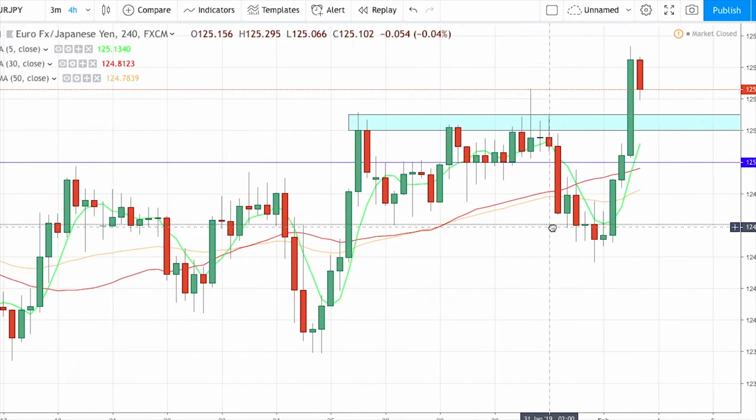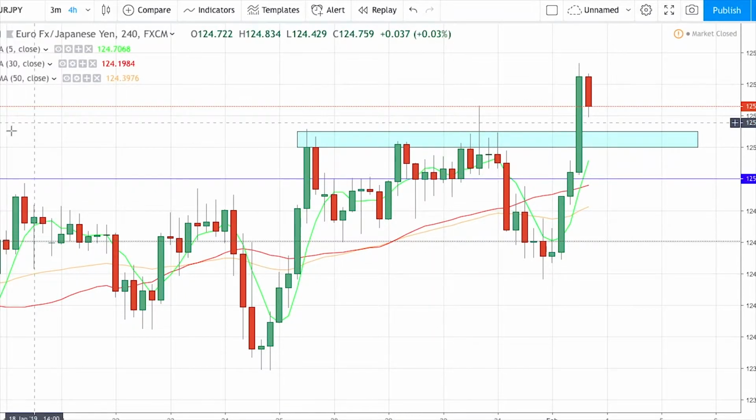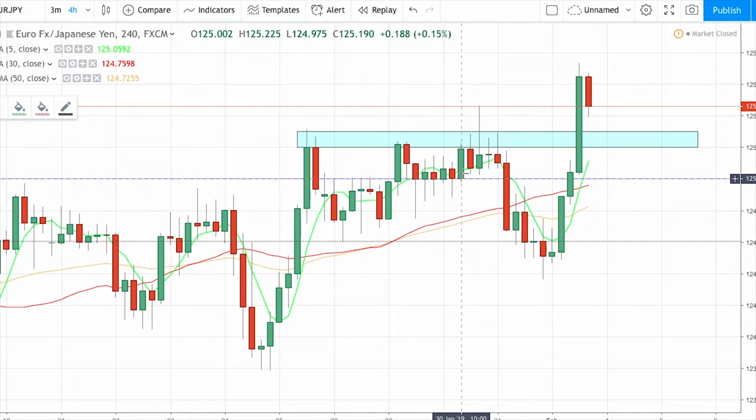Now the long I took was after this closure above 125 here, we found this resistance zone, so we came down, we formed a higher low here, we came back up, we had this resistance zone, we came back, we sat on 125, failed to close below it, had a strong wick, 1, 2, 3, 4, 5 candles failing to break below 125, and then a strong 4-hour bullish engulfing candle, which is actually what I entered on.